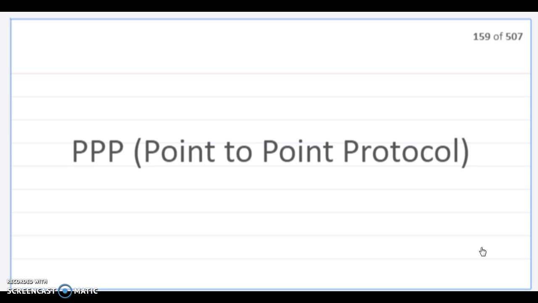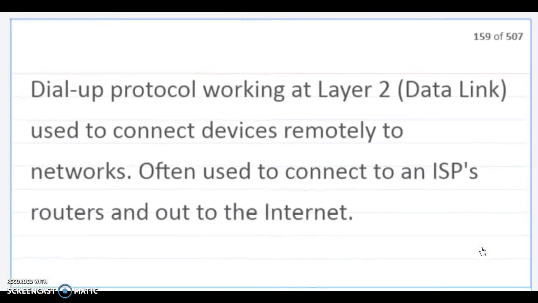PPP is a point-to-point protocol. It's a dial-up protocol working at Layer 2 data link, used to connect devices remotely to networks, often used to connect to an ISP's routers and out to the internet.